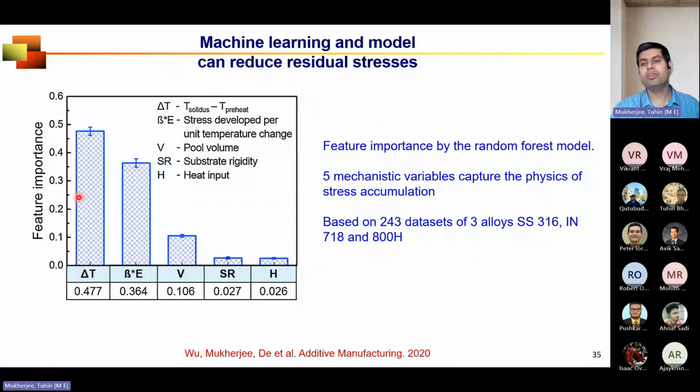And this is nothing new. If you see the common industrial practice in welding, you will see we often preheat the part to reduce the residual stress. So what you are doing, if you are doing preheating, that means you are reducing delta T for a particular material. So you are doing preheating to reduce delta T to be able to reduce residual stress. So see how machine learning can reveal some of the scientific understanding that we commonly practice in industry for many decades, even before people knew of machine learning. So that's the advantage of these advanced computational tools.